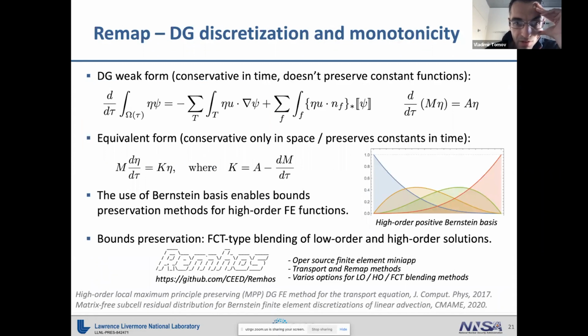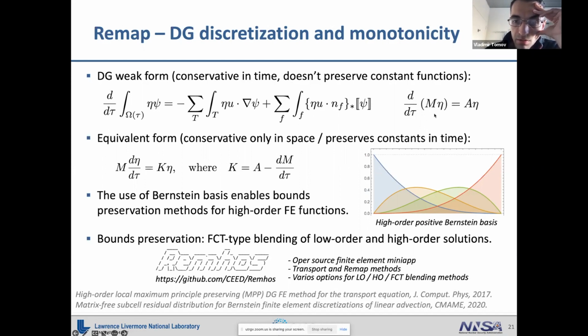Now, some details. It's DG. We always do DG. So you can rewrite the weak form like this. This is some upwind flux. So you get this here is the total derivative because the mesh moves. That's one way to write it with the matrix inside the derivative.